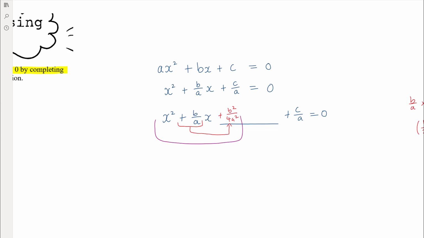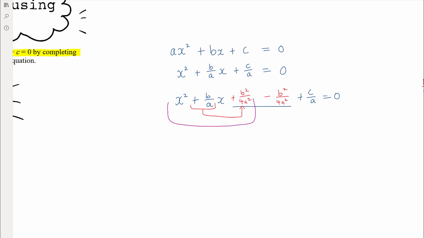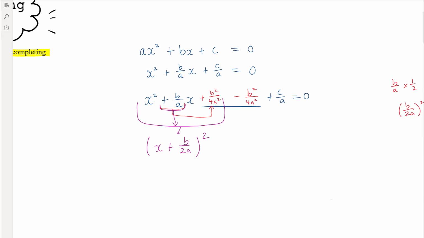And obviously we can't just add that in because we feel like it. We've now changed the equation, so we also need to take it away. Or you could add it onto the right hand side, but I'm going to take it away. Okay, so the first three terms now form my perfect square. And we know that for the perfect square, we take the coefficient of x and we halve it. So we're going to have x plus, because there's a plus there, b over 2a, which is half of b over a. We just did that over here.